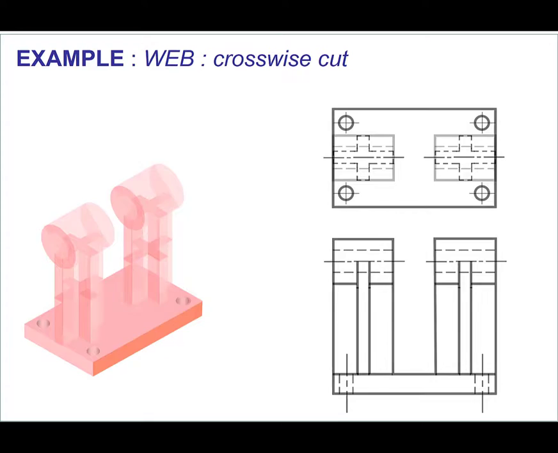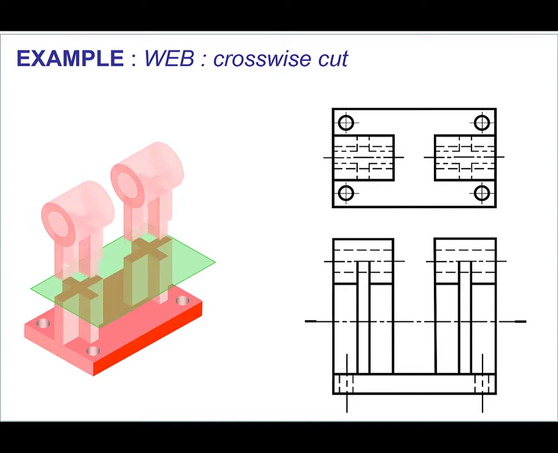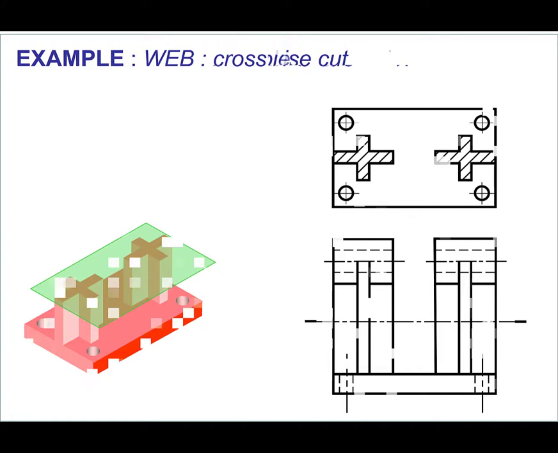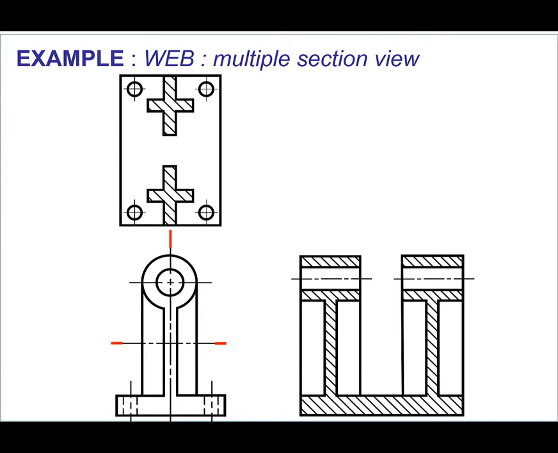Next example tells the same object but with a crosswise cut through. So when you have a crosswise cut through, this time you want to represent the true cross section of the web. Another example tells you the difference between the crosswise cut through and the flatwise cut through. When you have the flatwise cut through, you omit the section lines. When you have the crosswise cut through, you do the regular section view.